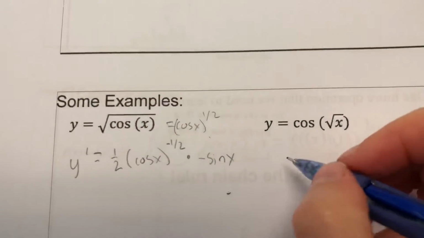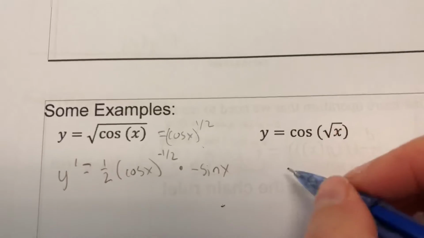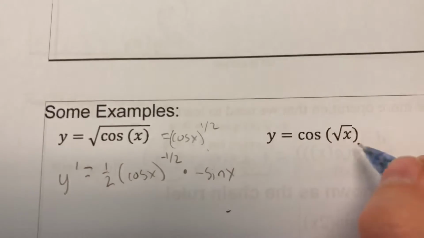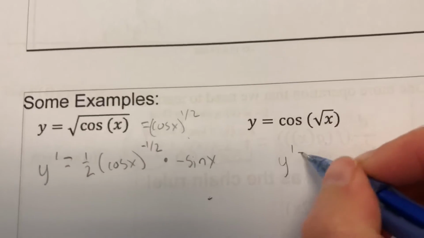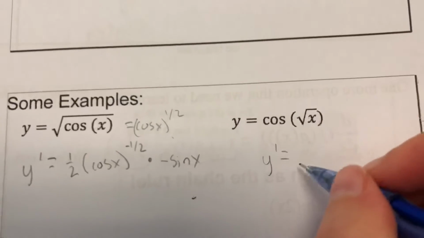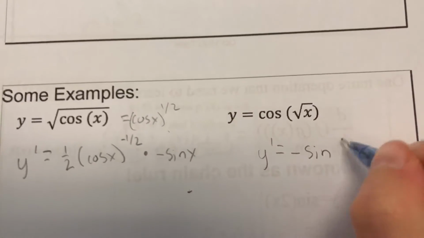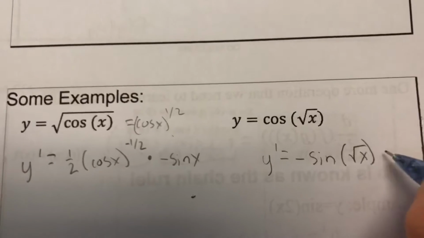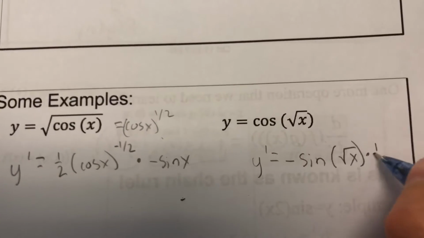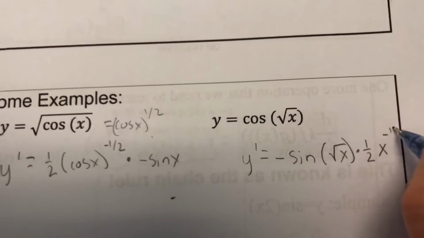All right, so now let's look at this one. Here, the outside function is cosine. So the derivative of the cosine of something is the negative sine of something. And then we have to multiply by the derivative of the inside. All right, a couple more examples.